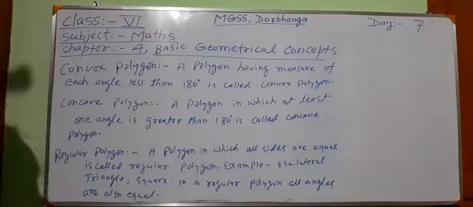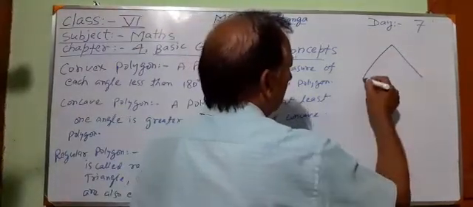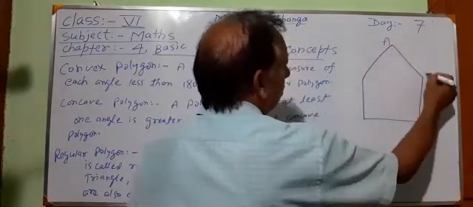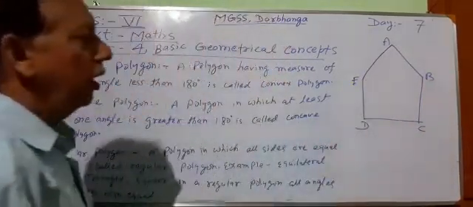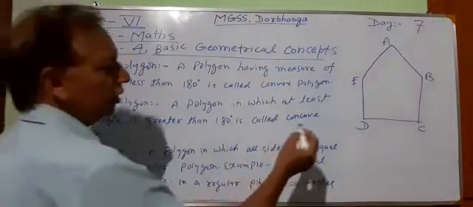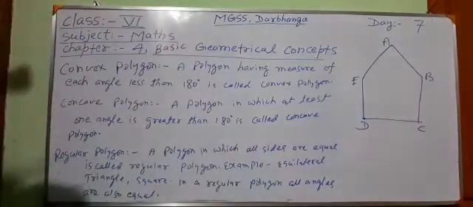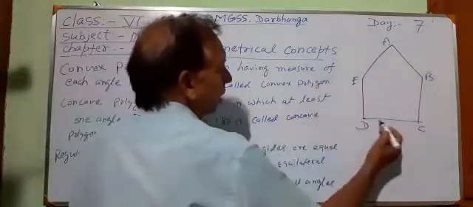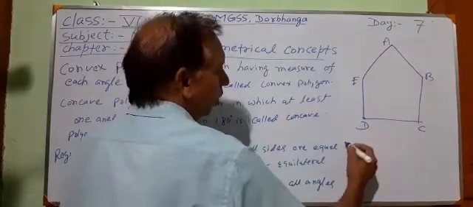In the previous video we have read about the different parts of a polygon. What were the parts of a polygon? First we have to revise, then we shall discuss new topics. This is a polygon. The name of the polygon is ABCDE. What are the different parts? Vertex means that point where two sides meet. That point where two sides meet is known as a vertex of a polygon. A, B, C, D are the vertices of the polygon.